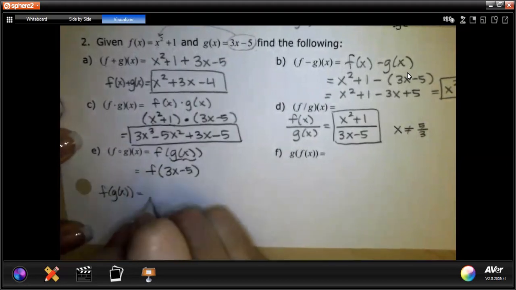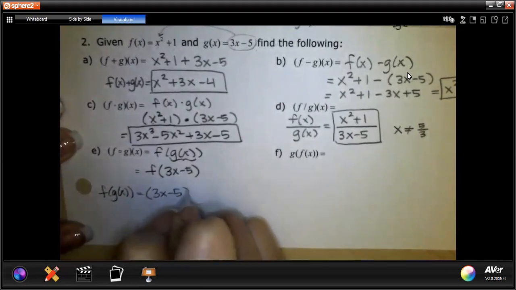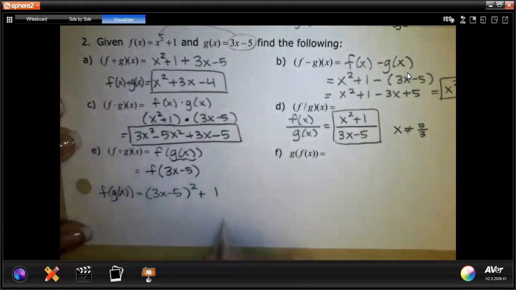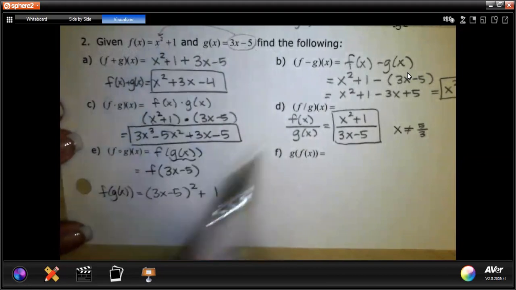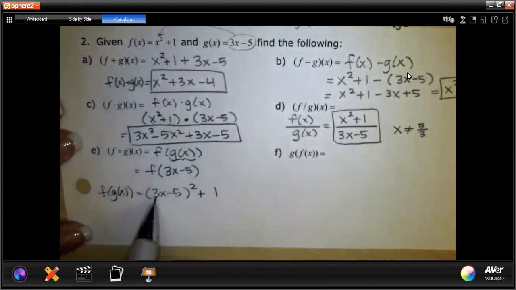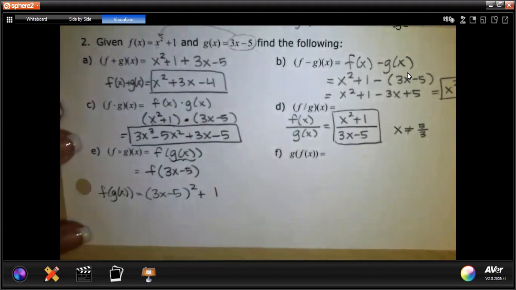And so we get 3x minus 5 squared plus 1. This was x squared plus 1. All I did was take the x and replace it with 3x minus 5. The squared plus 1 stayed exactly the same. So the only thing you're substituting is that input value.